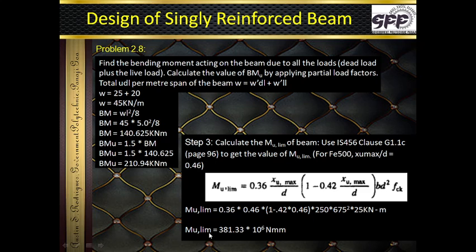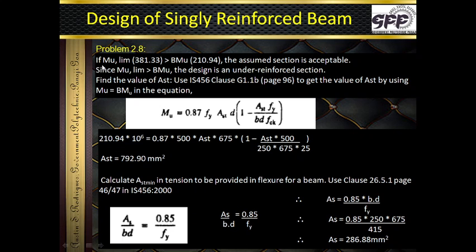So MU limiting comes to 381.33 kilonewton meter. How much is the bending moment coming on the beam? Ultimate bending moment coming on the beam is 210.94 kilonewton meter. How much can it resist? Ultimate, 381.33 kilonewton meter.